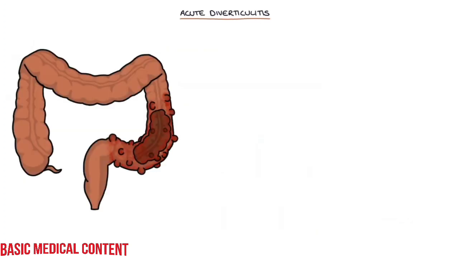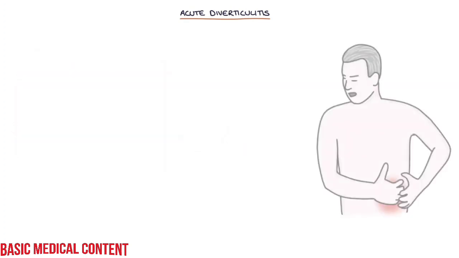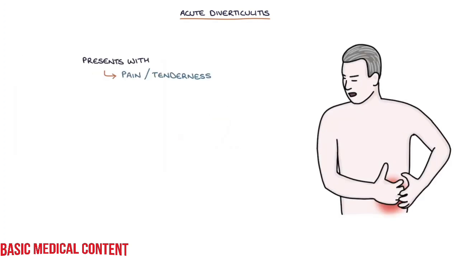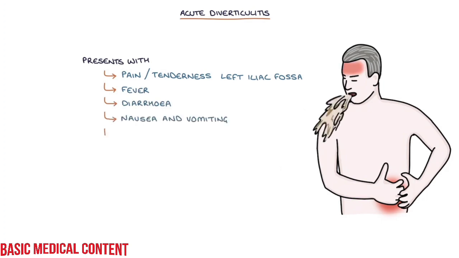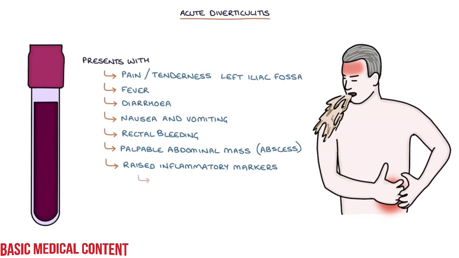Let's talk about acute diverticulitis. Diverticulitis refers to inflammation in the diverticula. Acute diverticulitis presents with pain and tenderness in the left iliac fossa or the lower left abdomen, fever, diarrhea or loose stools, nausea and vomiting, rectal bleeding, a palpable abdominal mass if an abscess has formed, and raised inflammatory markers, for example CRP, and white blood cell count.